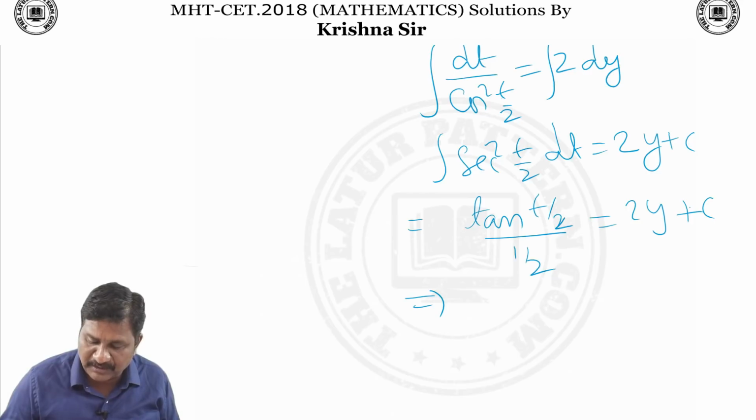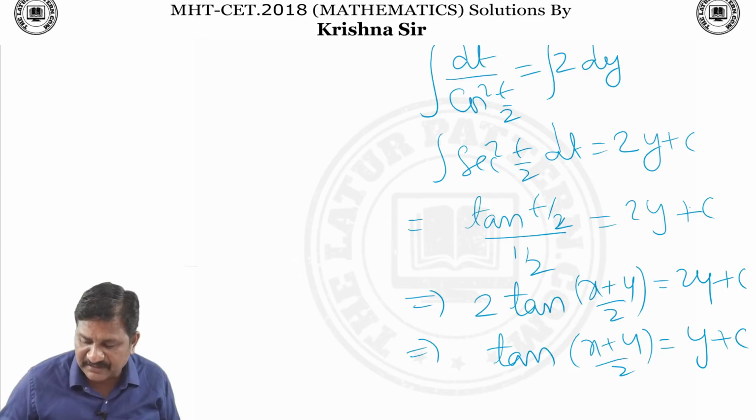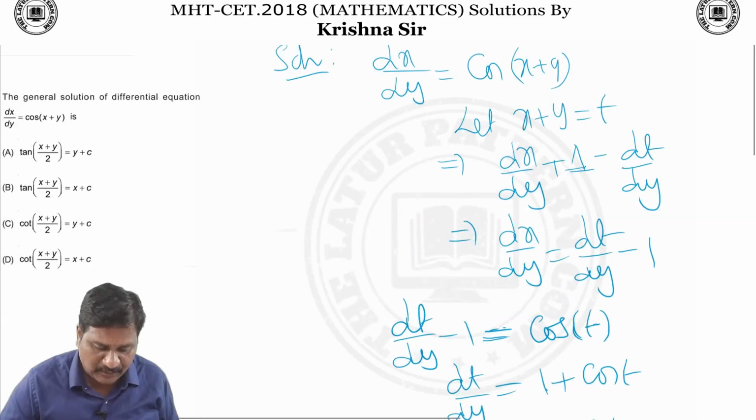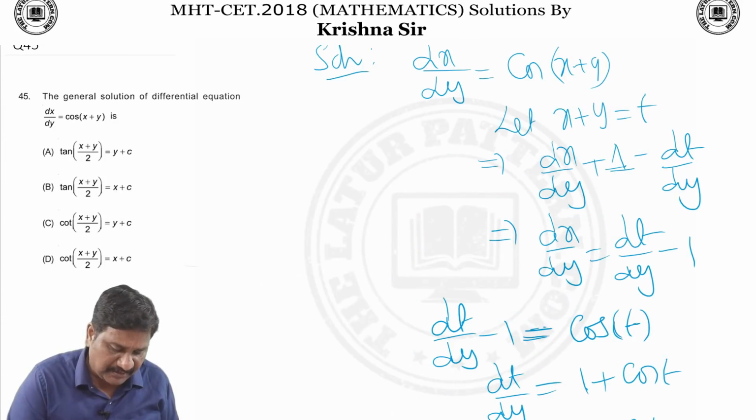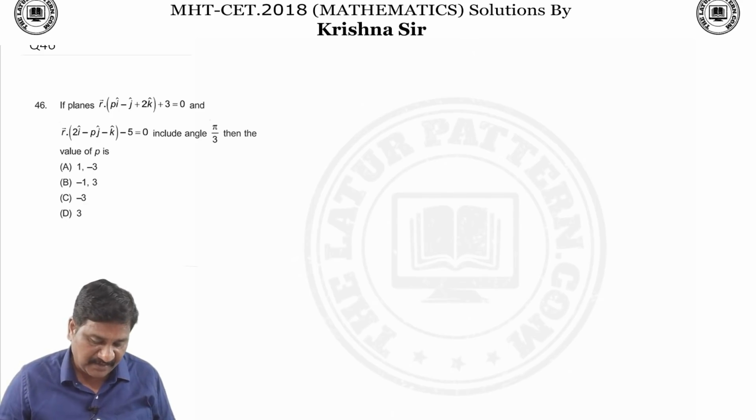Now this 2 comes to coefficient, 2 tan t can be taken as x plus y by 2, which is equal to 2y plus c. Both sides 2 get cancelled, then tan of x plus y by 2 is equal to y, and c by 2 can be taken as again c. So whatever the option is, tan of x plus y by 2 is equal to y plus c, that is our option A. The solution of question number 46.